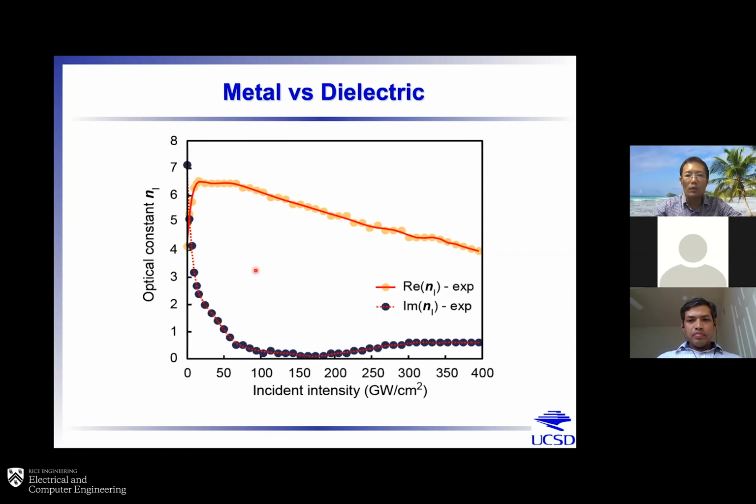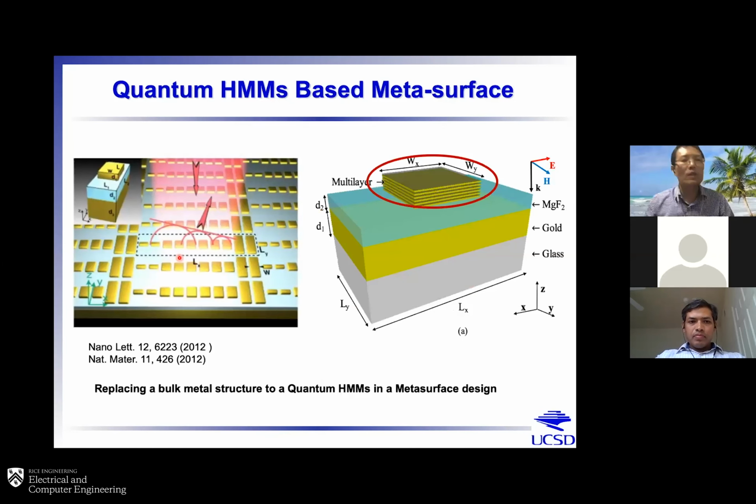The real part and imaginary part flip, right? So here there's almost no loss, but it's dielectric. So here is dielectric, here is metallic. This is a material that we can easily tune from metallic to dielectric by using the power. So we think this is a very interesting phenomenon that we can use to build many other different devices. And I want to show you one example of how we use it.